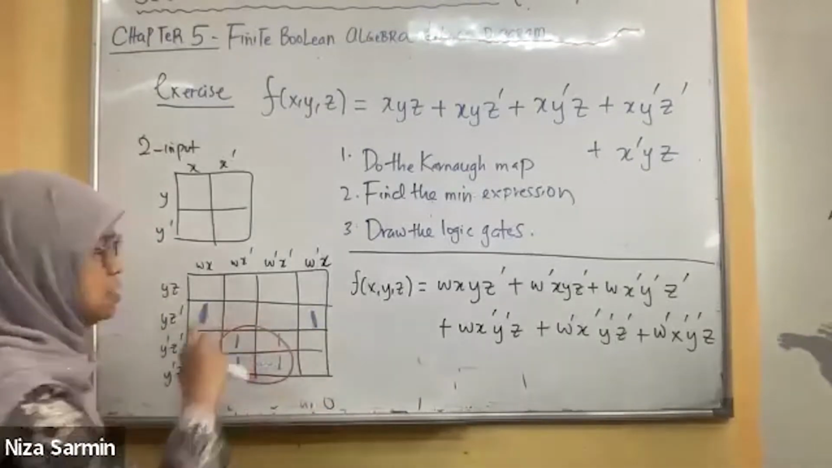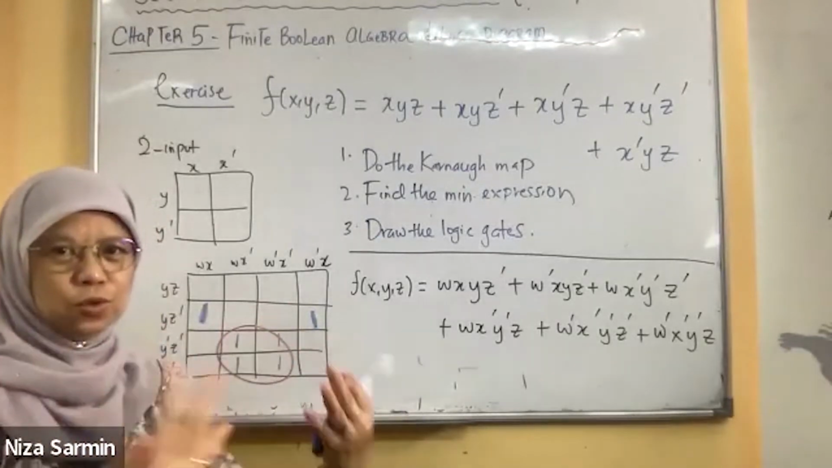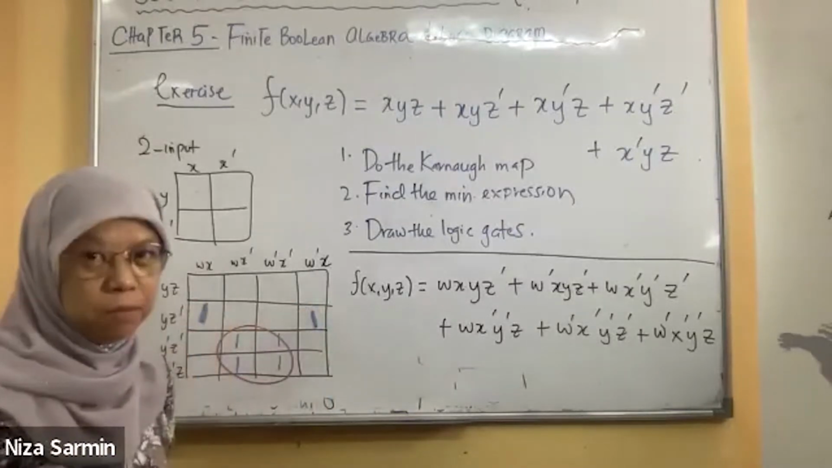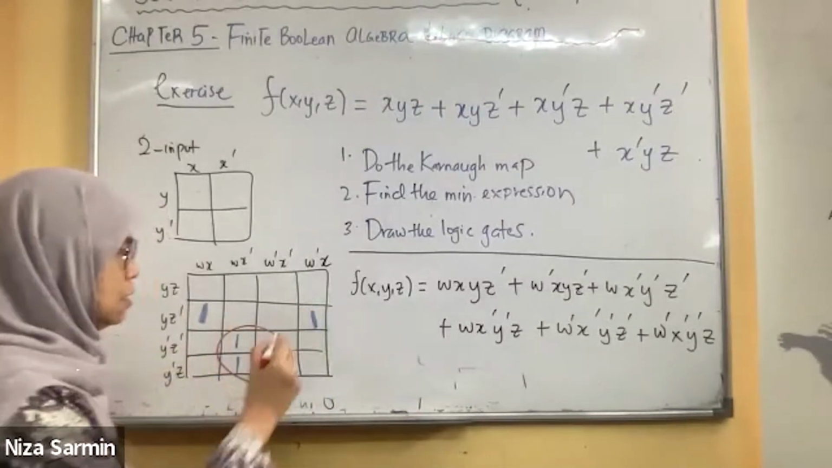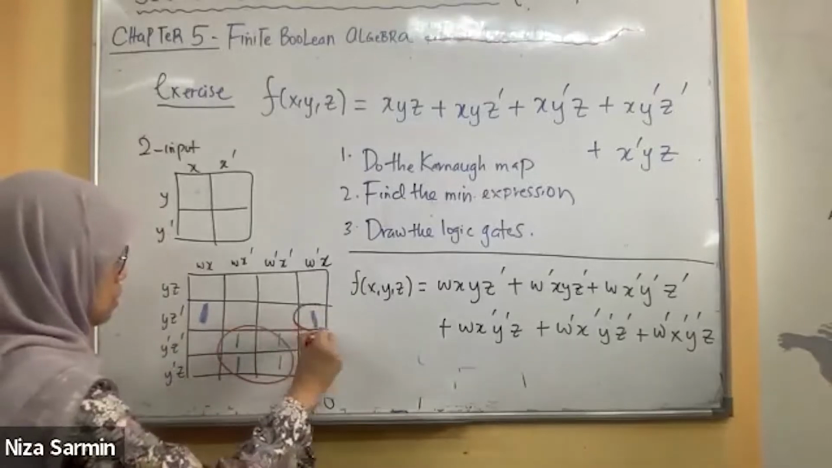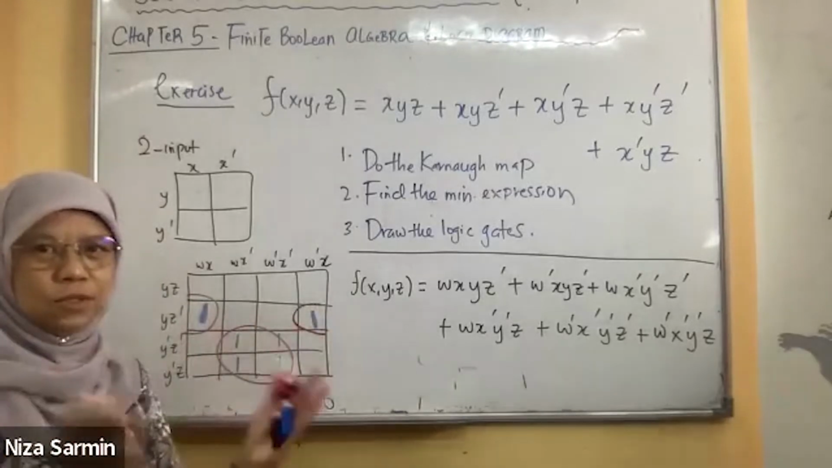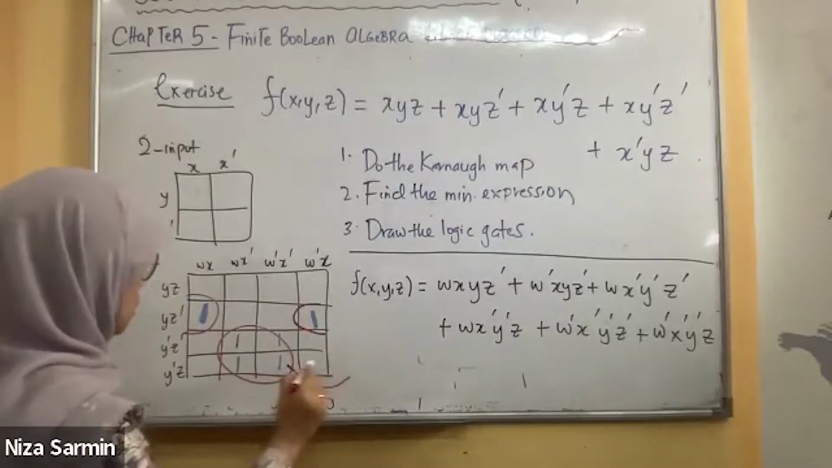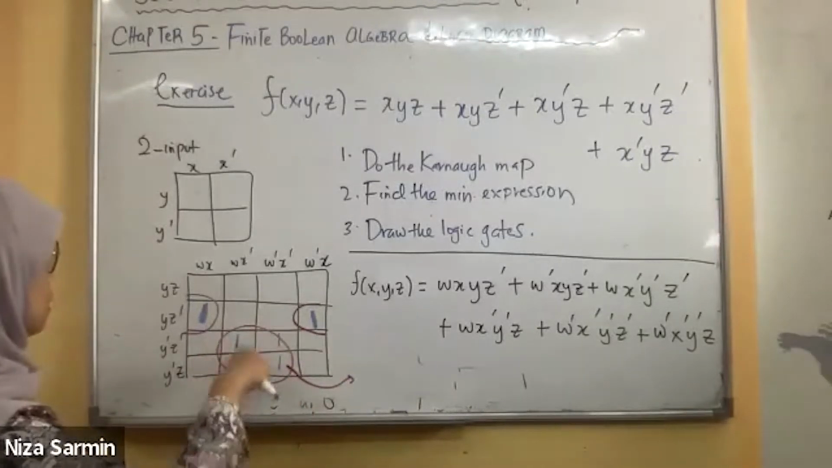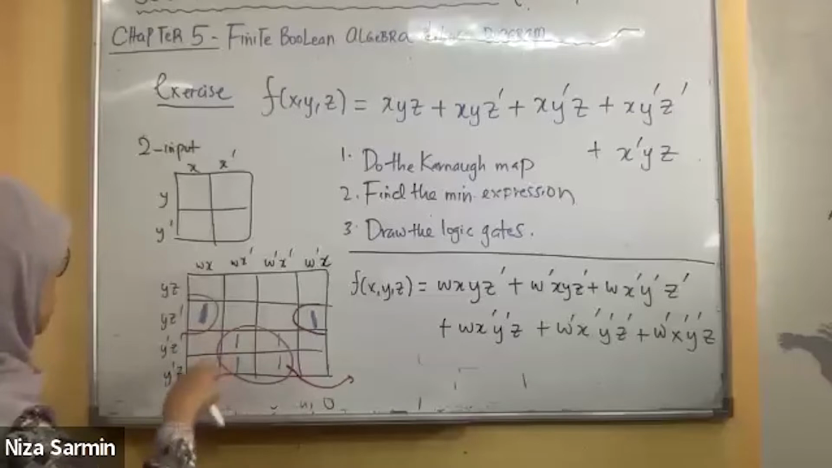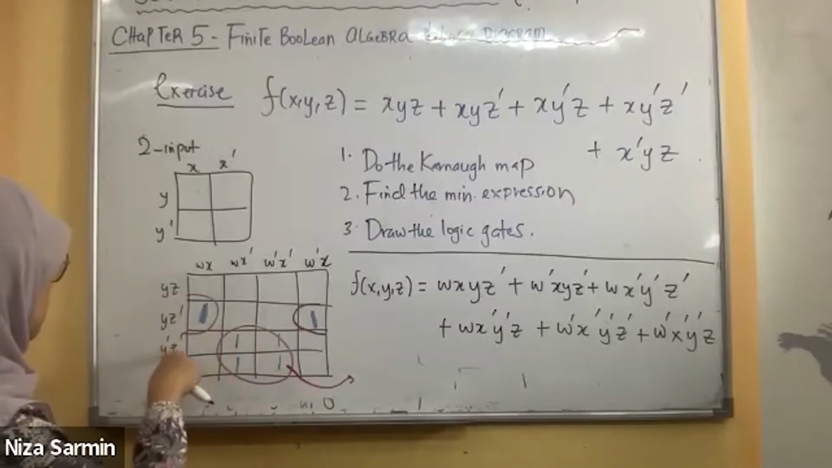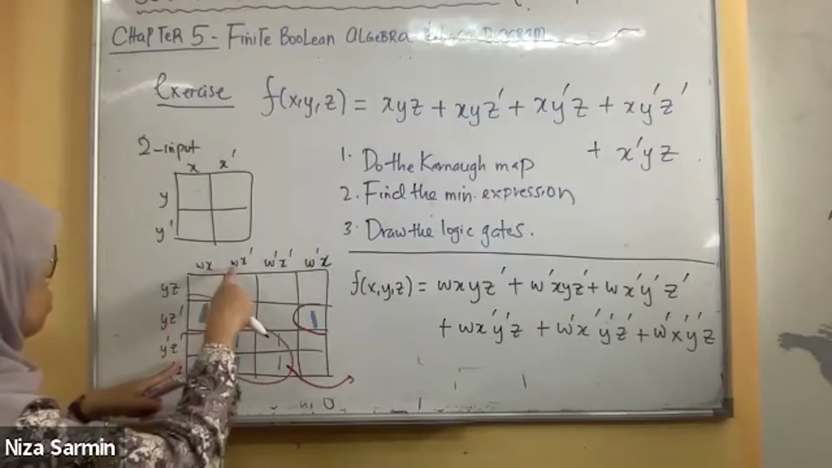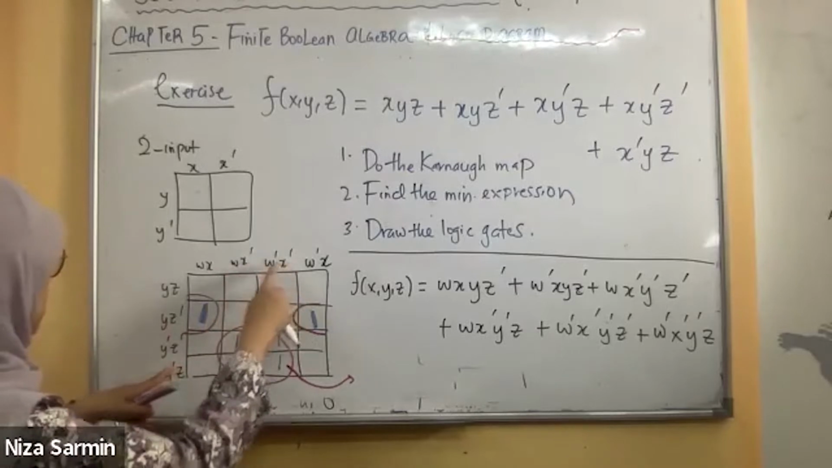So this and this is like a cylinder. So you can do the two together. If you circle like this, it's not the minimum, right? So you have to do the biggest circle. And this can combine, because it's 2 to the 1, okay? And from here, it covers W prime, gone. It covers Y, Z prime, right? Z prime, W prime. So it's just X prime and Y prime.